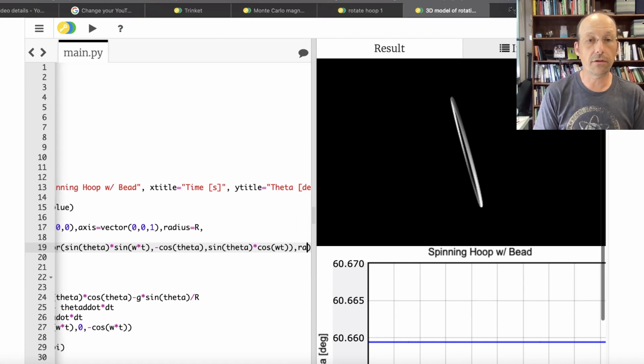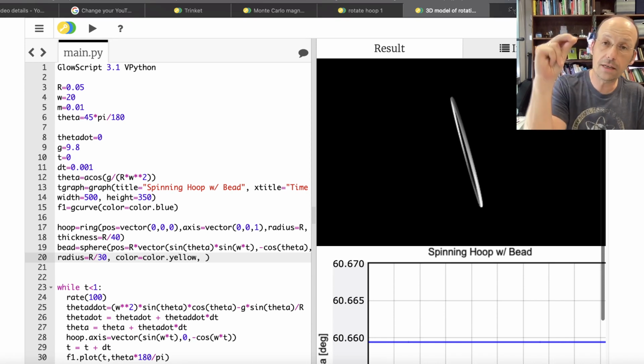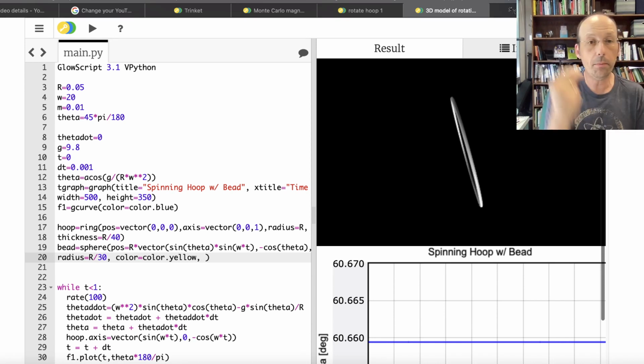Now I need the radius. Let's just put this on the next line. The radius of the wire was r divided by 40, so let's say r divided by 30 and see what that looks like. And we can give it a color. Color equals color dot yellow. And let's also have it leave a trail behind, because that will be really cool looking. So let's say make trail equals true.